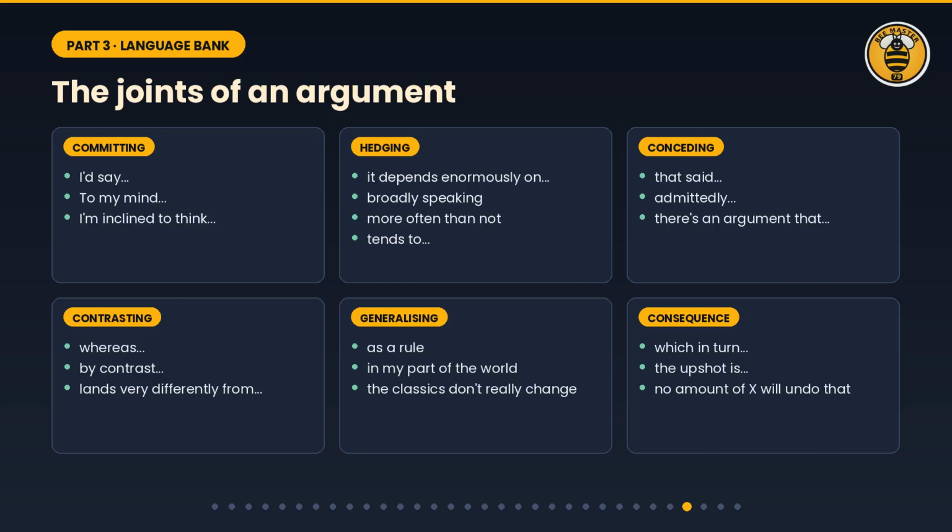And the Part 3 bank. These are the joints of an argument: committing, hedging, conceding, contrasting, generalizing, and consequence. 6 phrases here will carry you through almost any Part 3 question on any topic.